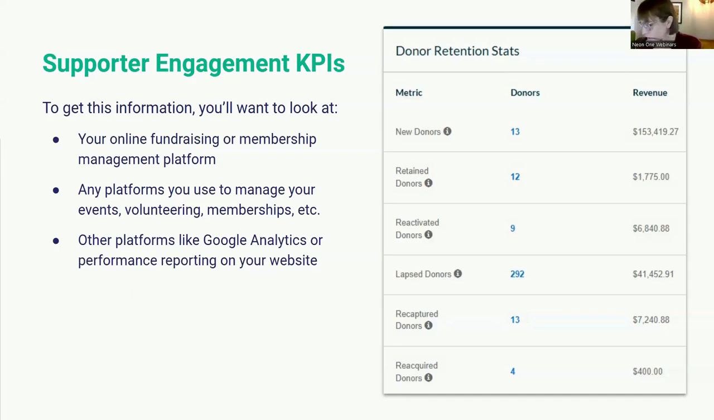Let's see, reactivated. I keep trying to hover over these information icons. Oh, there you go. Reacquired is no donation within the last 2 years. So I would look at this report that someone built and I just took a screenshot of. But Colleen called out that reacquired is no donations in the last 2 years. They're also a lapsed donor.